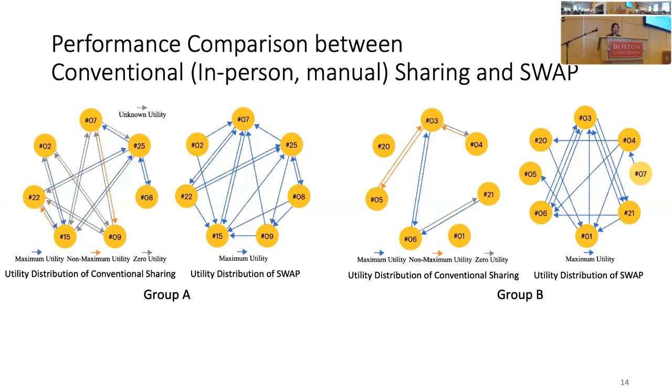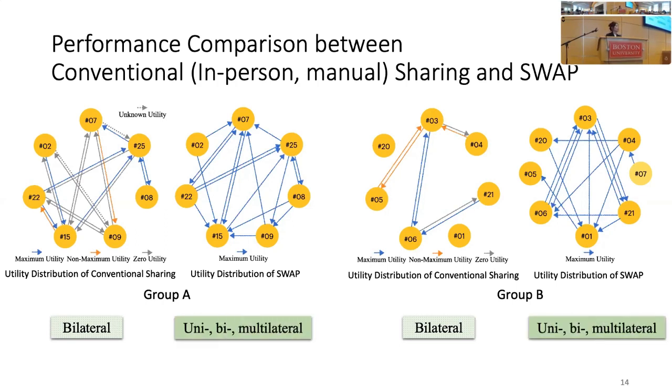Let's first focus on the directions of both parts. We can see the exchanges of conventional sharing are limited to bilateral in both groups, while we observe that nonprofits in group B communicated in multilateral ways. In contrast, SWAP is capable of unified and multilateral exchange. And on the other hand, let's see the colors of those parts. The blue color alone represents the maximum utility.